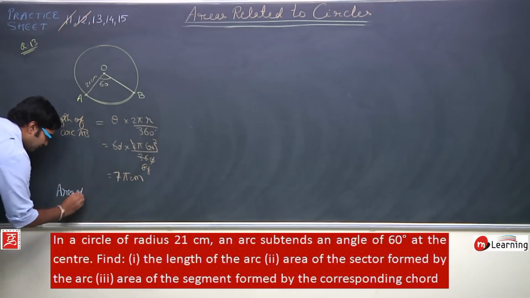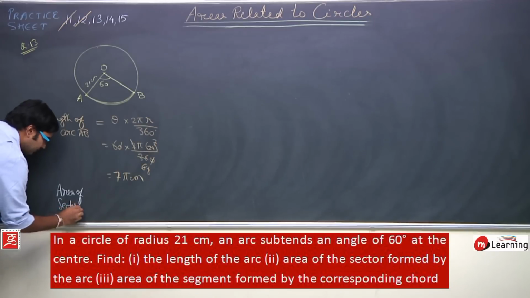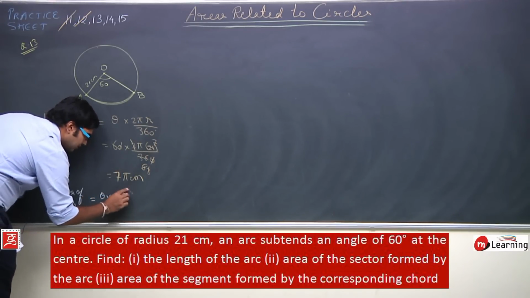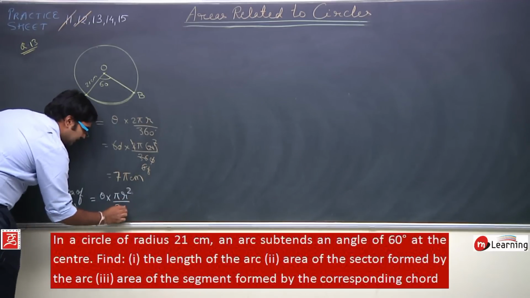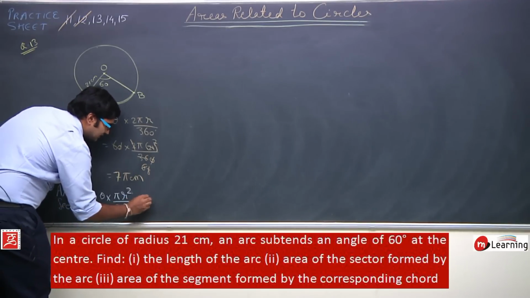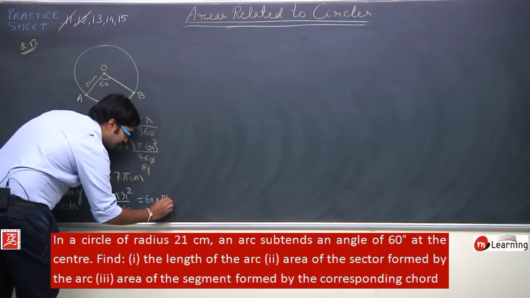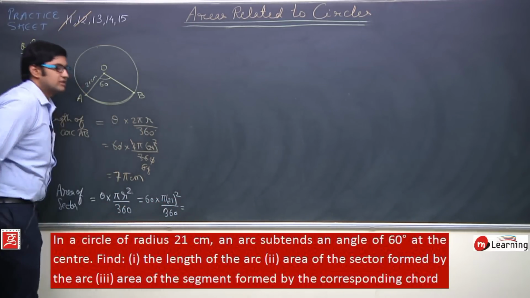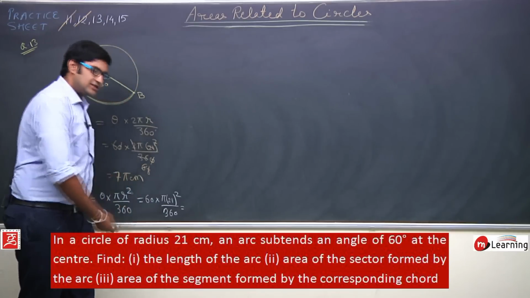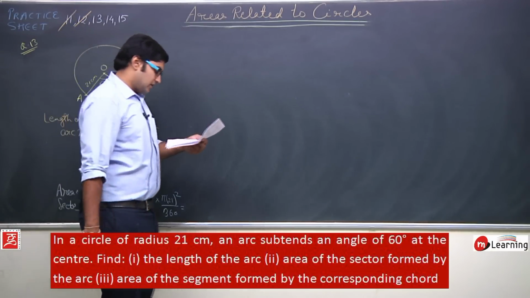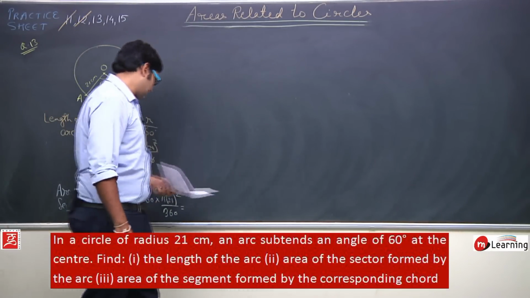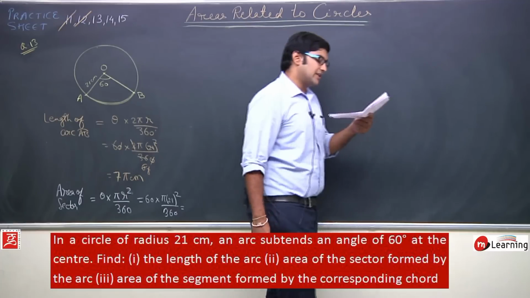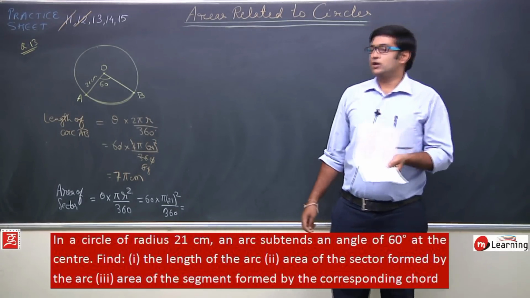Area of sector will be equals to theta into pi r square upon 360. So, you can further put it as 60 into pi into 21 square upon 360 and just solve this. Okay. So, you can solve this, this is a basic calculation, and from this you can calculate the area of sector. Then third thing is area of the segment formed by the corresponding chord.